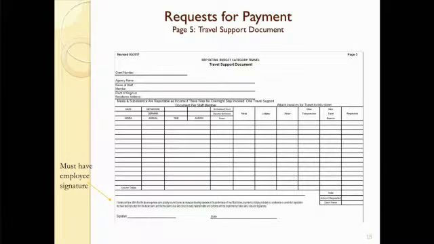Request for payment, travel support document. Please complete a travel support document for each grant-funded staff traveling. Please start with the date column and enter each day of travel, including departure and arrival at each location, along with the times AM or PM of each departure and arrival.